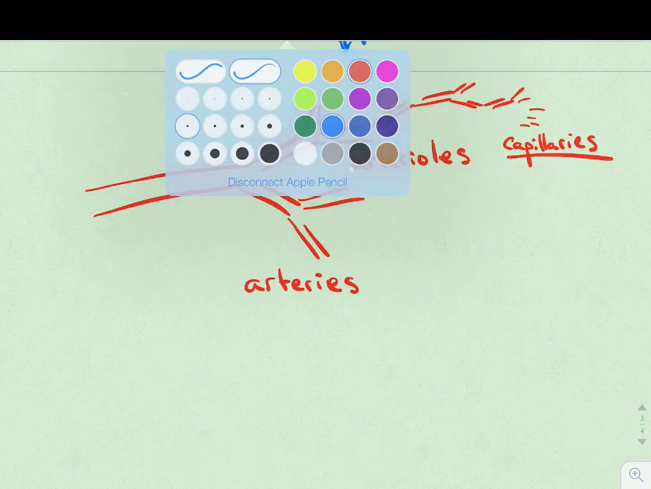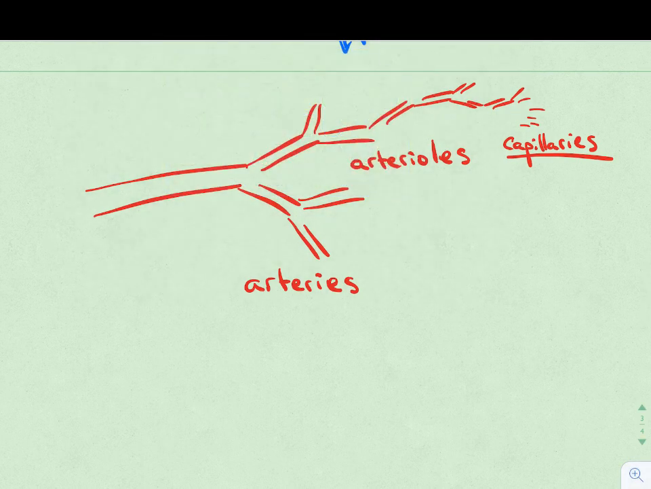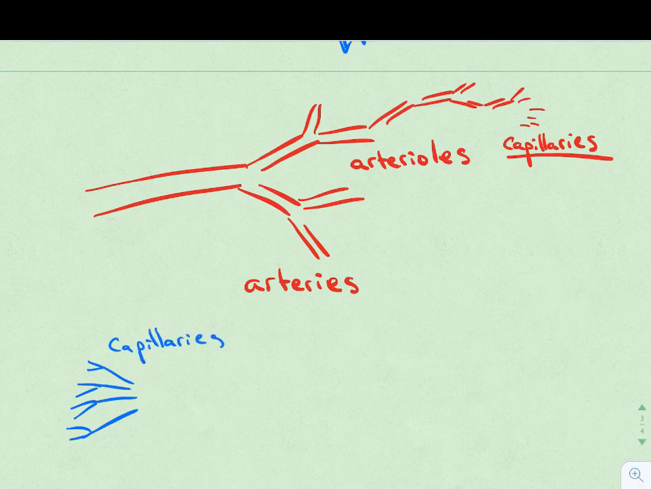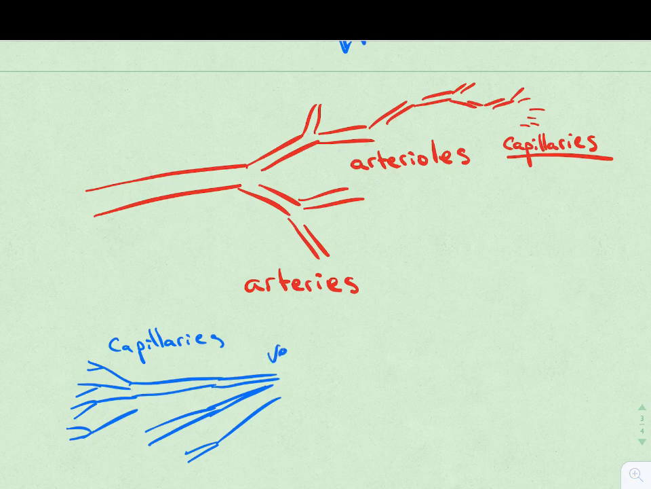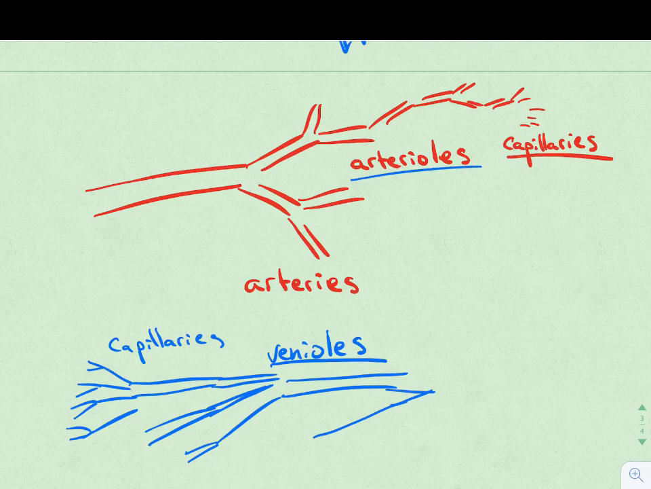So let's say that you're now going from your cells. You have your tiny capillaries like this. Okay, these are your capillaries again. And then these come together to form small collecting blood vessels that are called your venules. And just like your arterioles were small arteries, your venules are small veins. And then these come together to form, this is not a great diagram, your veins.